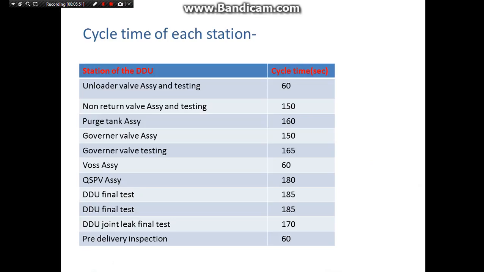Corner valve testing takes 165 seconds. Wash assembly takes 60 seconds. QSPB assembly takes 180 seconds. DDU final test takes 185, and the last one, pre-delivery inspection, takes 60 seconds.